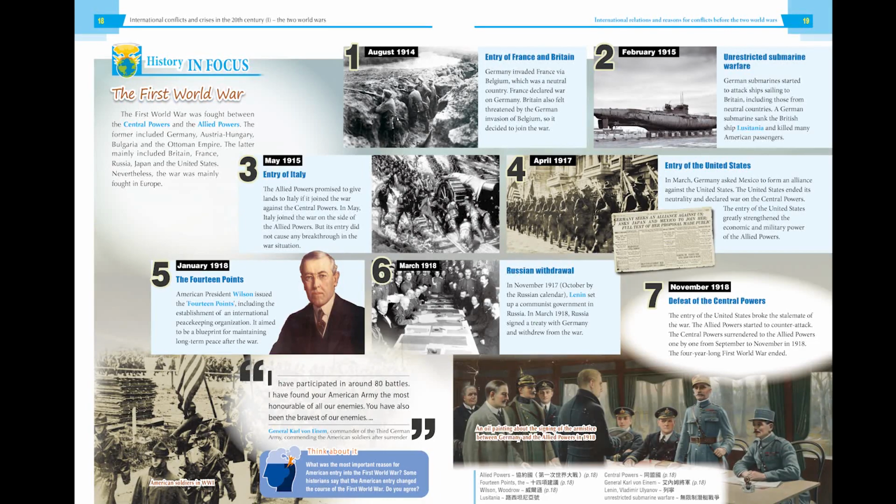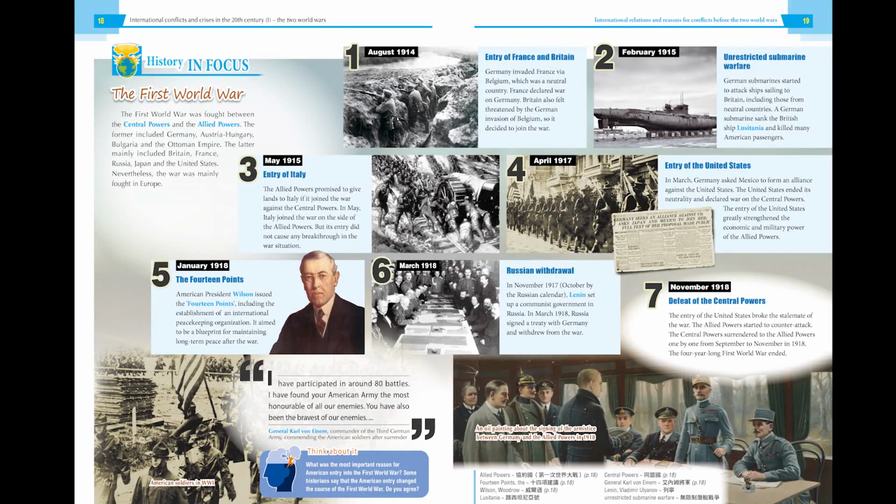3. May 1915. Entry of Italy. The Allied powers promised to give lands to Italy if it joined the war against the Central Powers. In May, Italy joined the war on the side of the Allied powers, but its entry did not cause any breakthrough in the war situation.